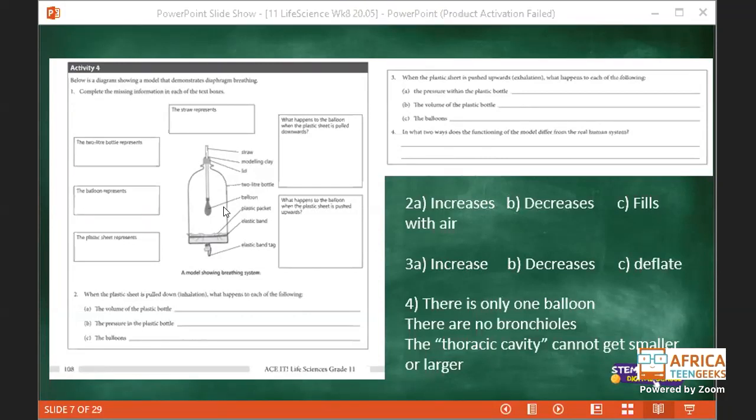When we breathe in, when we inhale, our thoracic cavity volume increases and we can feel it. Remember yesterday we did a practical where I asked you to touch your ribs and breathe in so that you could feel the movement of your thoracic cavity. I also asked you to exhale so that you could feel the movement again. But we can't see that in the model that we have built.